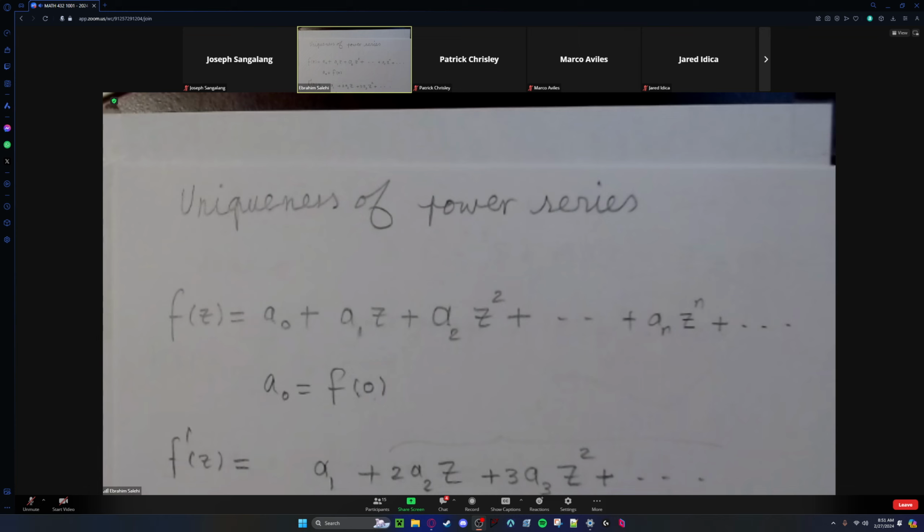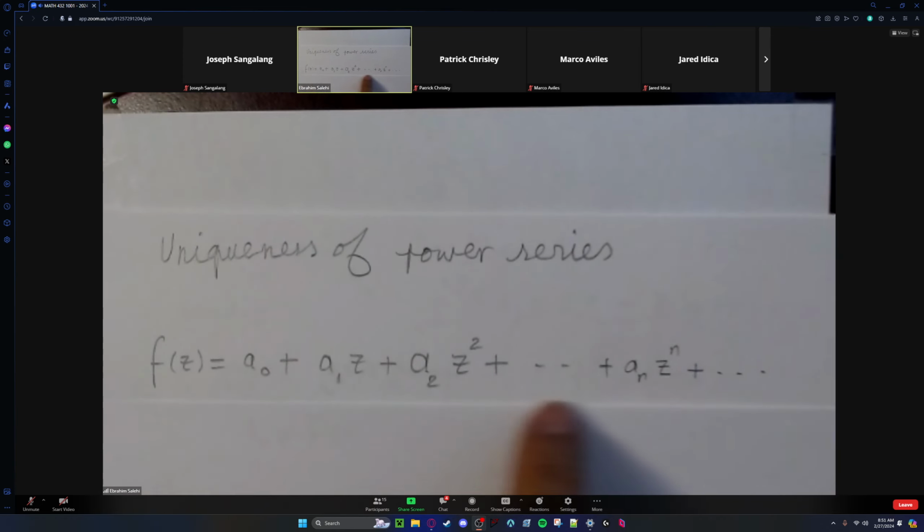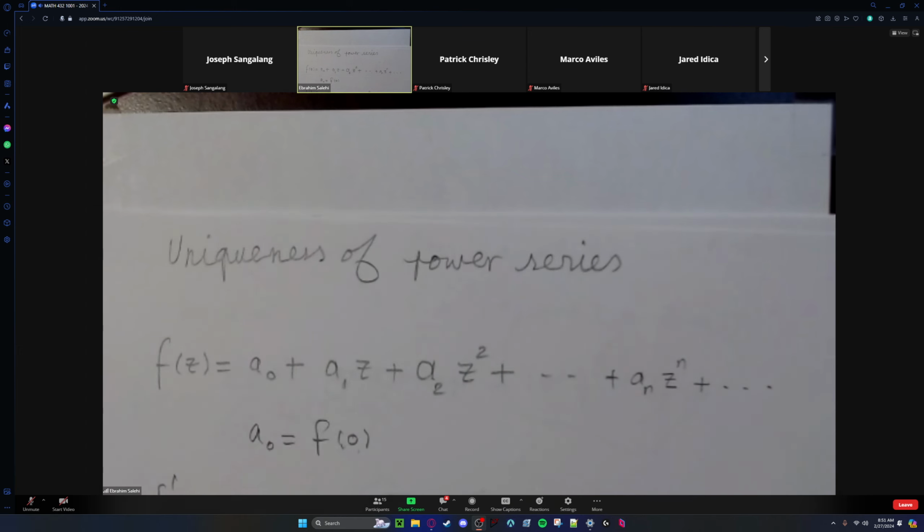then the question is, can we have two different power series representing this function? The answer is no. If there is a power series for this function, it has to be unique. Okay, it has to be unique.